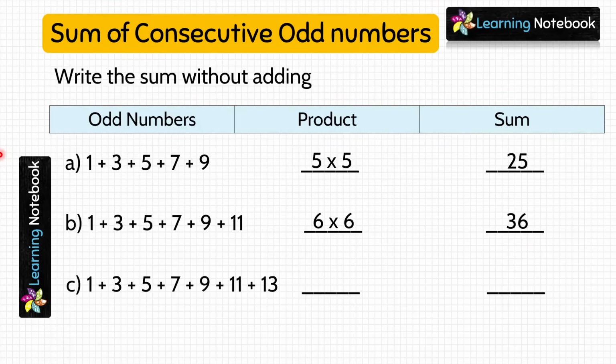Now look at this last question. These are the first 7 consecutive odd numbers. So this means their sum equals to 7 into 7, which is equals to 49. So again, we have got the sum without adding these consecutive odd numbers. So now I am sure you have understood this property of sum of consecutive odd numbers.